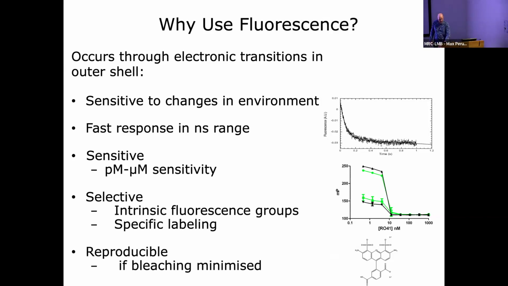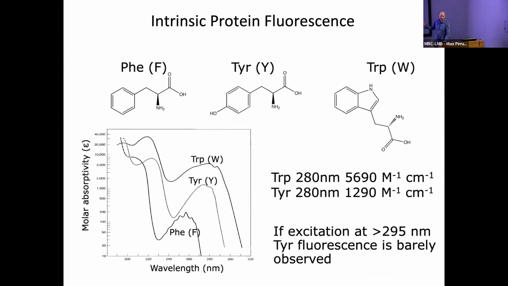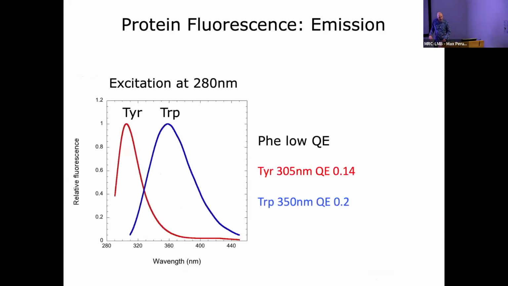So let's look at intrinsic protein fluorescence. You all know this is tryptophan, phenylalanine, and tyrosine. They all absorb. One good tip is that if you excite beyond 295, you'll mainly hit the tryptophans. So that'll be quite good. We'll see later when we're looking at nucleic acid binding. Phenylalanine has a very, very low quantum efficiency, so it doesn't tend to ever be involved in the fluorescence.